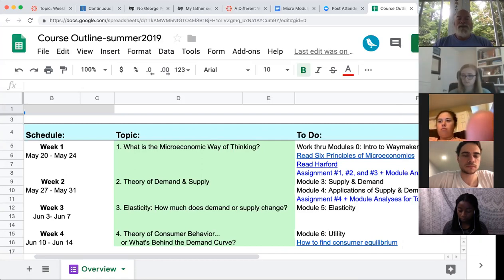So what's consumer equilibrium mean? That's the most recent topic. What's consumer equilibrium mean? It's something very practical.